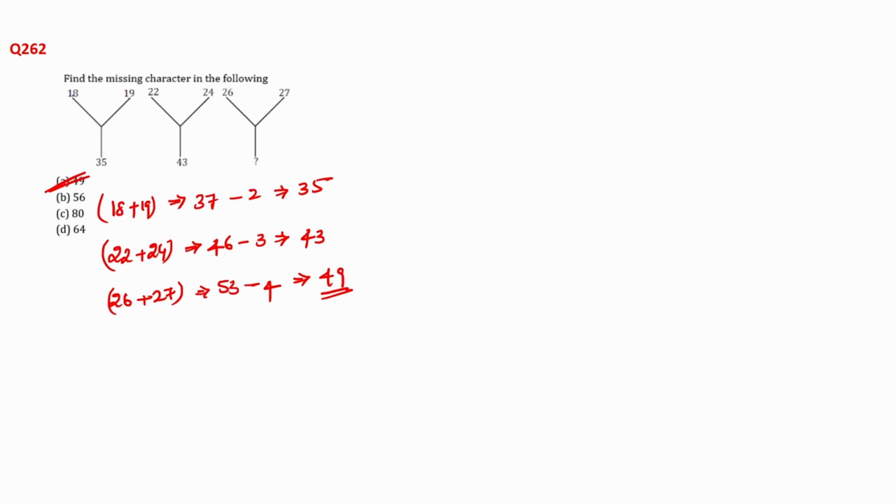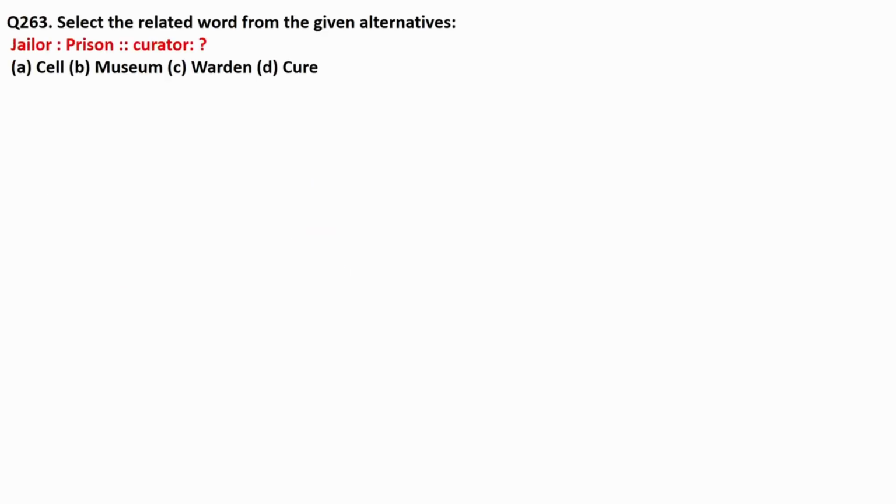It's very good, Nana. Rekha, Tarun, very good. Keep going. Next one, analogy. You already know that analogy means a similar kind of relation. You just identify what the relation is between jailer and prison, and you have to place the same relation for curator.